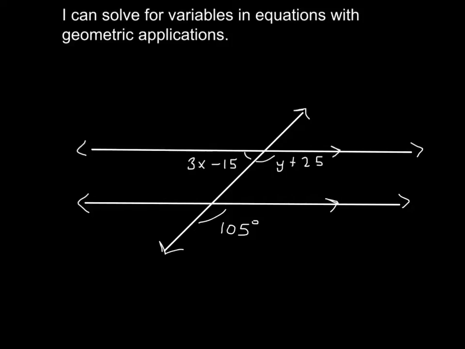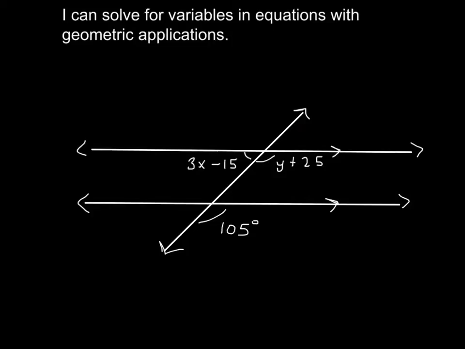Hey guys, so we're going to be working on solving for variables in equations that have geometric applications. So this right here should look somewhat familiar. We've got two parallel lines. We know that because of these arrows. And we've got our line of intersection here. And we studied the angle relationships. So we can actually solve for y and x using those angle relationships.